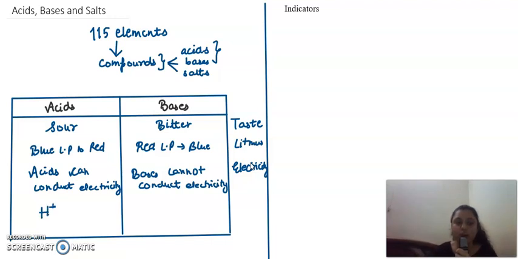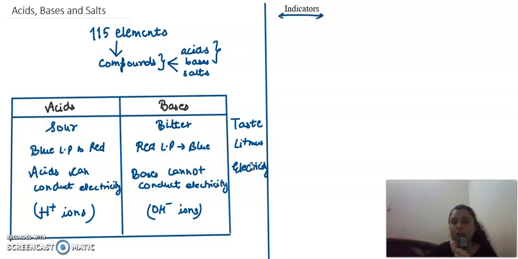H plus ions are dissociated when we put acid into an aqueous solution or in water. Bases release OH minus ions. You must know the fourth difference, that is on the basis of their ions. Acids form H plus ions, bases form OH minus ions. Now the next topic is indicators.